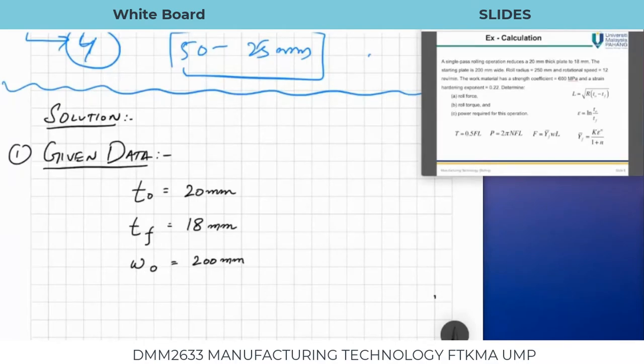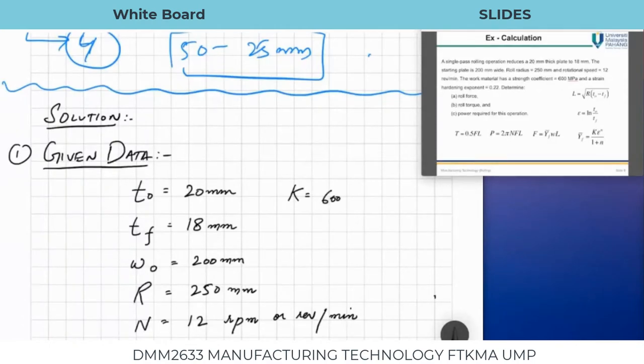Then the roll radius, capital R, is equal to 250 millimeters. The rotational speed N is equal to 12 RPM, or revolutions per minute. The work has a strength coefficient K equal to 600 megapascal and the strain hardening exponent n is equal to 0.22. So this is the given data.